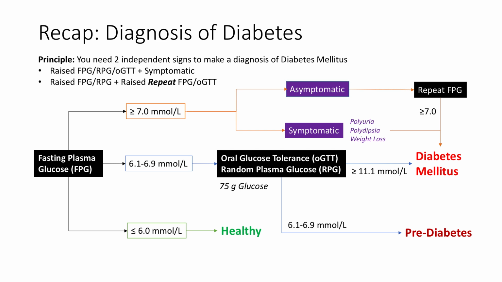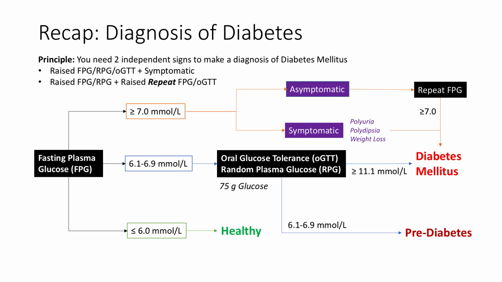So this is a complete picture. You can take a picture now. Yeah, but I will also send the slides. 6.9 to 11.1, and then you consider pre-diabetic also. Yes. But normal people is like below 6.1.